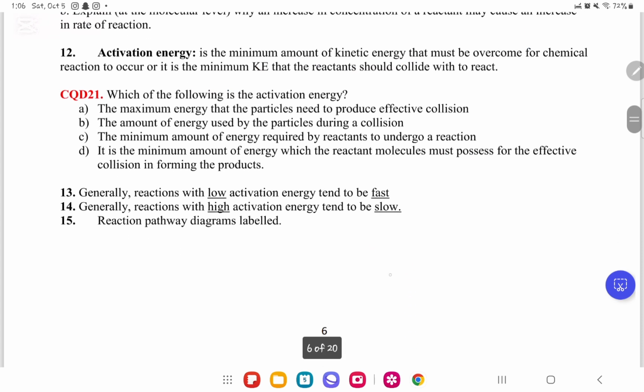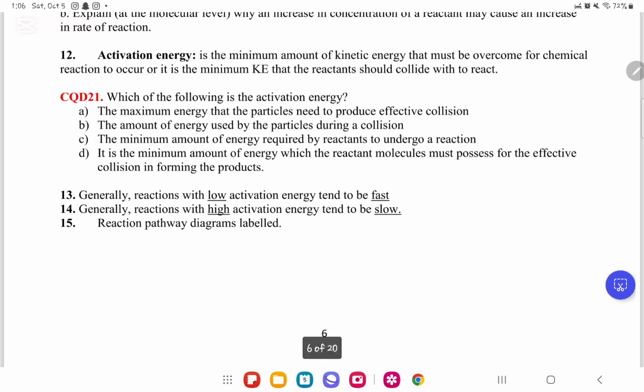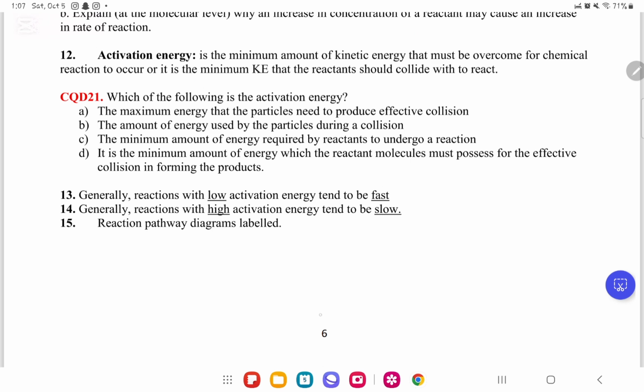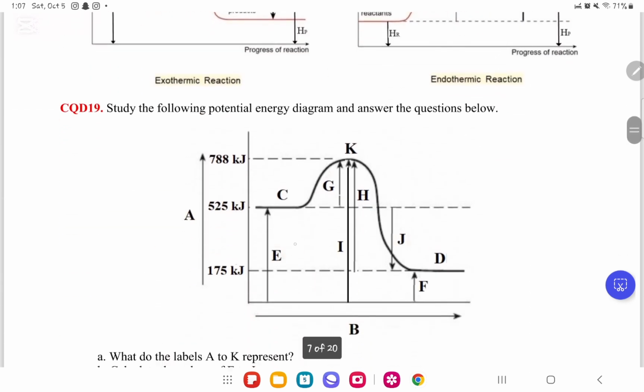So for CQD 21, it may be a little confusing, but please pay attention to the wording. In the exam, if they tell you activation energy, no, it's the minimum amount of energy that is required, must be overcome means required, for a chemical reaction to occur, or it's the minimum kinetic energy that is needed for the reactants to collide with each other so that they can react to form the products. So that was it for CQD number 21.